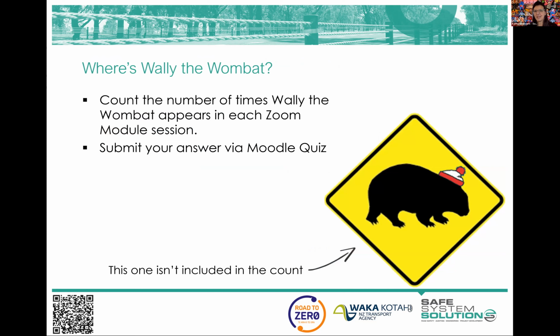Wally the Wombat. So Wally appears a few times throughout each session. And again, Ken's always a bit concerned that somebody might be doing a roundabout design or something off the side whilst tuning into the webinar. So you've got to count how many Wallies appear throughout the session, and then it's one of the quiz questions at the end of the module.